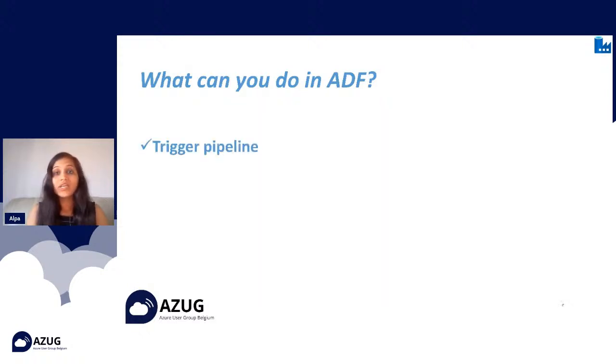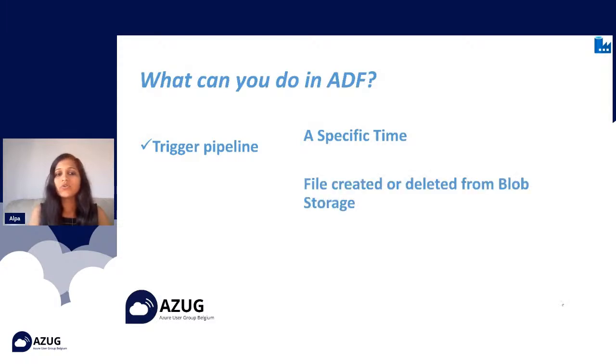Also, you can trigger your pipelines at a specific time, like end of the day, start of the day, or any particular time. When you set that trigger, it will fire at that time and execute your pipeline. Also, you can trigger your pipeline based on file creation in your blob storage or file deletion from your blob storage. For example, when a file is created in blob storage, the pipeline will be triggered and execute that particular Azure Data Factory pipeline.